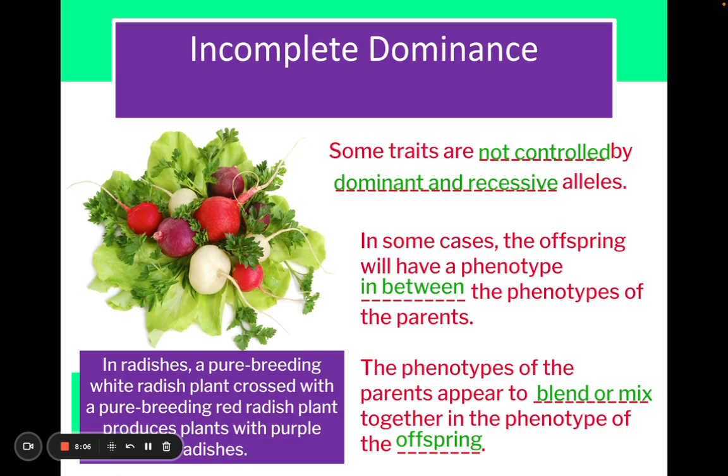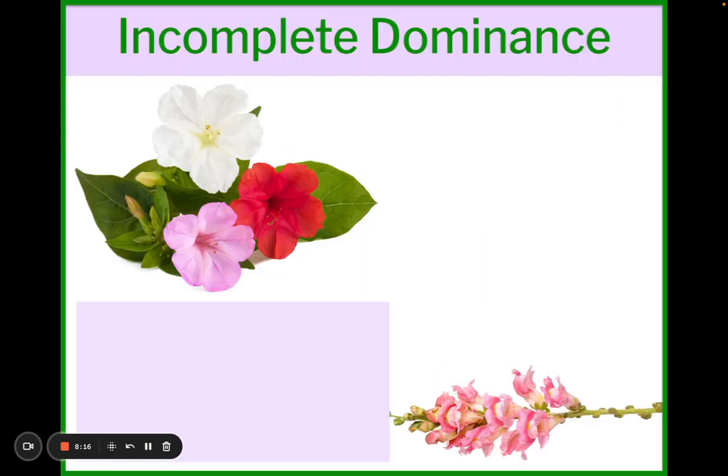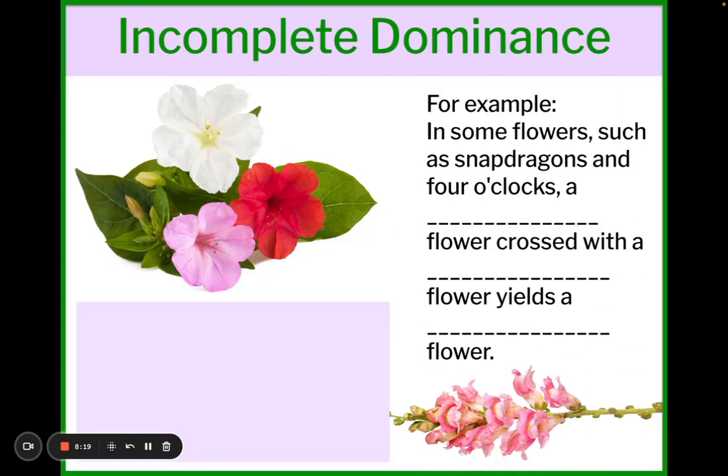A lot of times we see the phenotypes of the offspring do not even match at all what the phenotypes are of the parents. Now let's talk about flowers. We like to talk about flowers a lot because we see incomplete dominance and codominance a lot in flowers. And so it just makes it super easy.